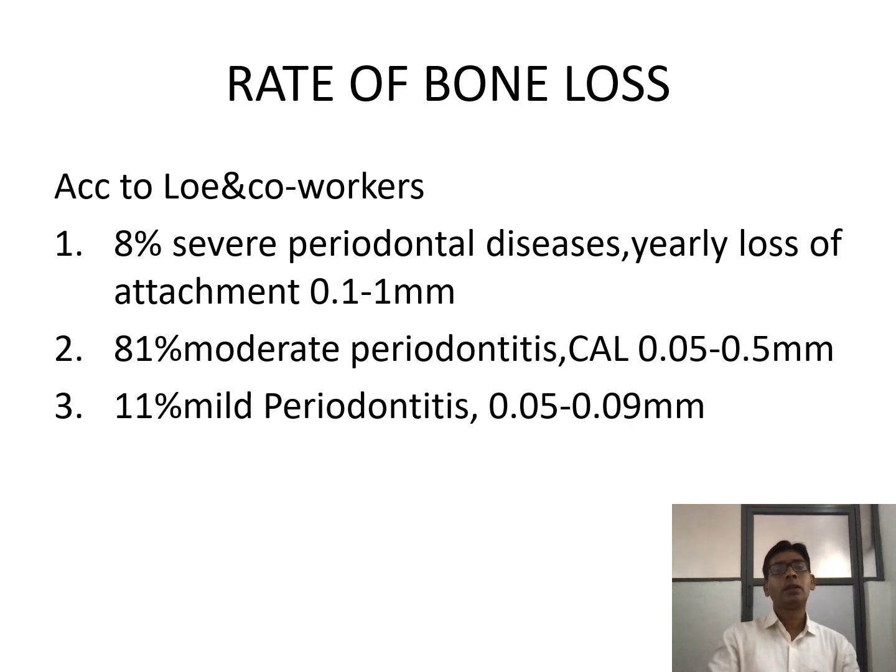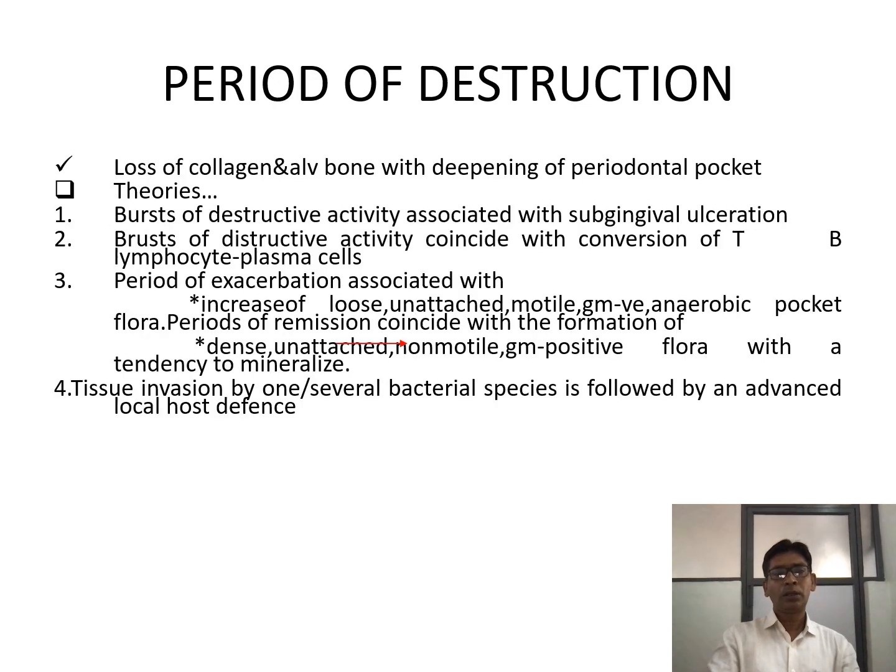In some individuals the rate of bone loss was very high, and in others it was moderate. Now, this led to the concept of what we call host modulation, that the host is also responsible for the occurrence of periodontal disease. Now, this destruction in periodontal disease occurs because of the loss of collagen or alveolar bone, leading to deepening of the periodontal pocket.